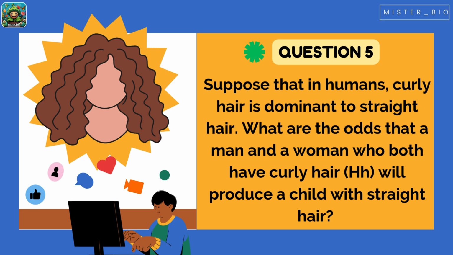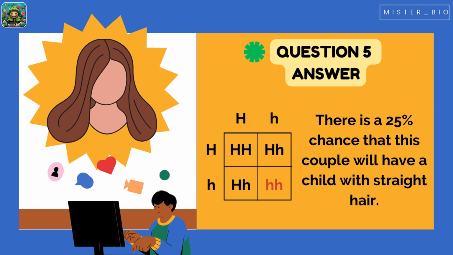Now, for question number 5. Suppose that in humans, curly hair is dominant to straight hair. What are the odds that a man and a woman who both have curly hair, or heterozygous dominant, will produce a child with straight hair? Now, with the use of the Punnett square, there is a 25% chance that this couple will have a child with straight hair, or one homozygous recessive trait.